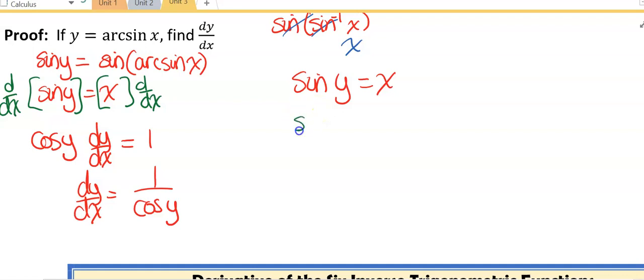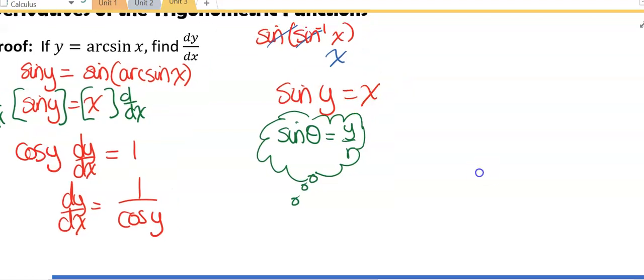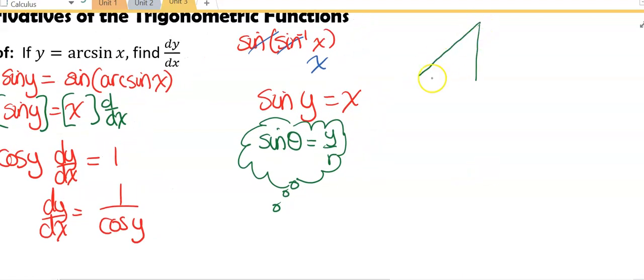To make it easier for your brain, think about it like sine theta. Hopefully everybody knows that sine theta is y over r. Where we get confused with this is because we have this y and this x in a weird place. So over here I'm going to draw a triangle. We know that theta would normally be here. According to this problem, that's actually y, that's your angle. If it's y over r, that means in the y position I'm going to write x, which is hard to think about, but that's what we have to do in order to figure this out.